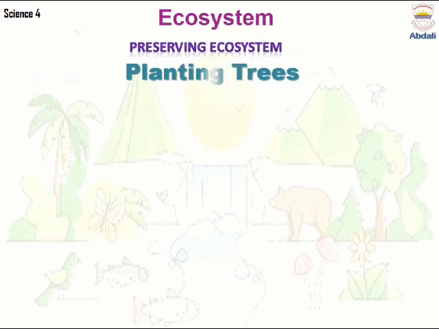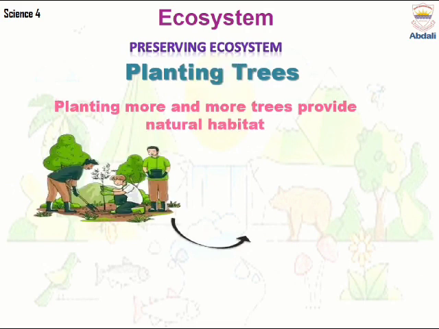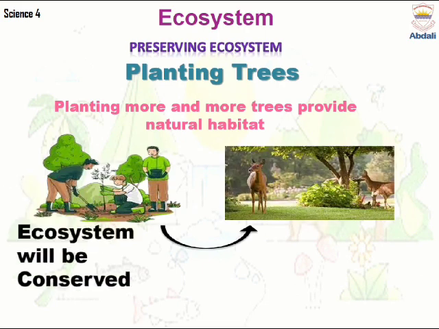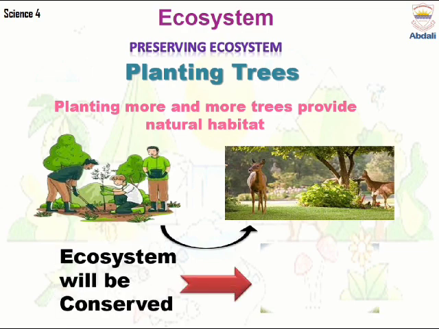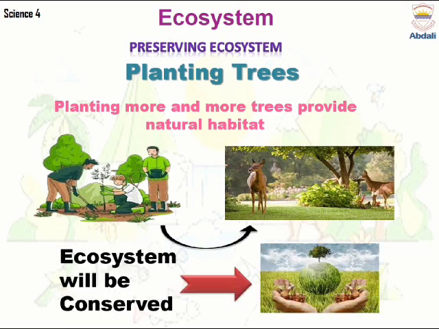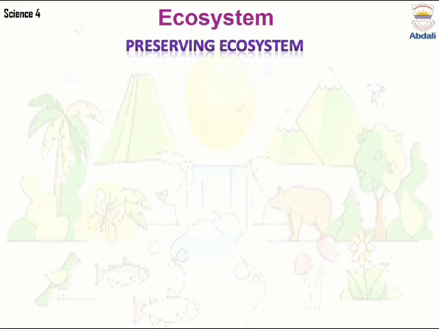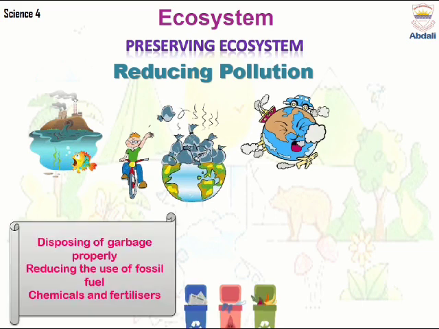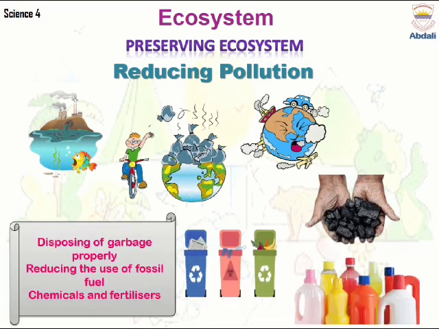Planting trees. Planting more and more trees will provide natural habitat for many organisms, and then the ecosystem will be conserved. Next, reducing pollution. Reducing water pollution, land pollution, and air pollution will be a healthy step towards saving organisms and the ecosystem. Some other ways to reduce pollution are disposing of garbage properly and reducing the use of fossil fuels, chemicals and fertilizers.